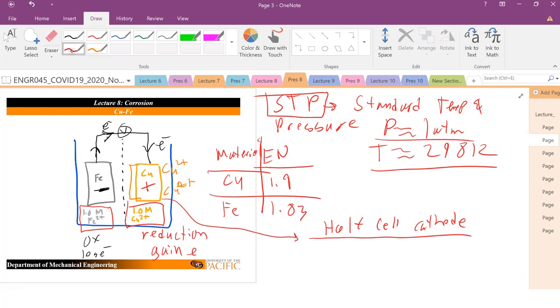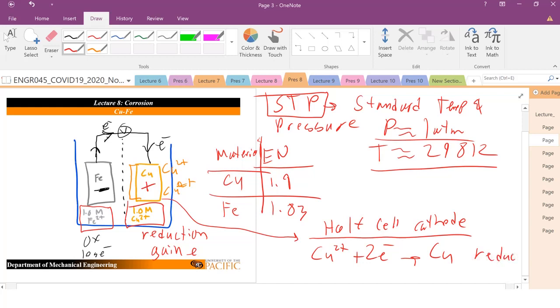So let's write out the reactions. In the solution, the Cu2 plus is going to combine with the 2e minus, again, charge neutrality, and we're going to form copper. So that's it. What reaction is this? We are gaining electrons. Again, this is reduction.